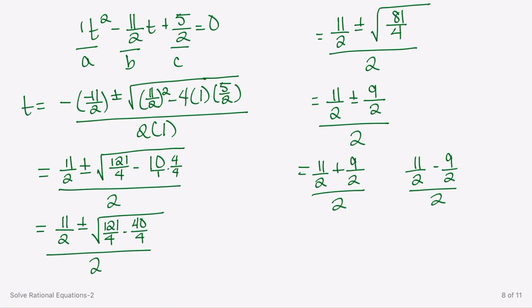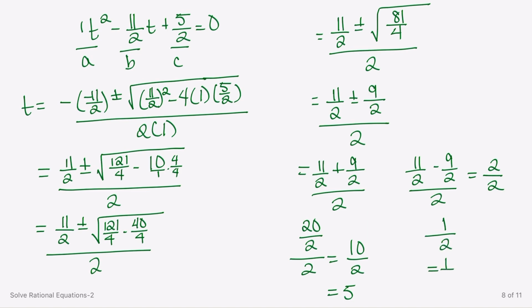So 11 over 2 plus 9 over 2 is going to be 20 over 2. And that's over 2. So we have 10 over 2, which equals 5. Our other solution is going to be 11 over 2 minus 9 over 2. So that is going to be 2 over 2, which is 1. So we have 1 over 2, which is 1/2.